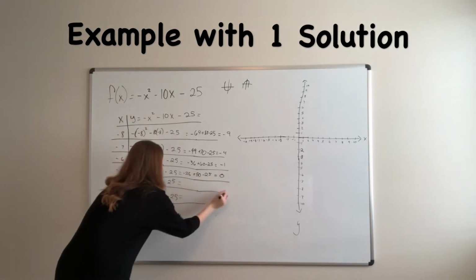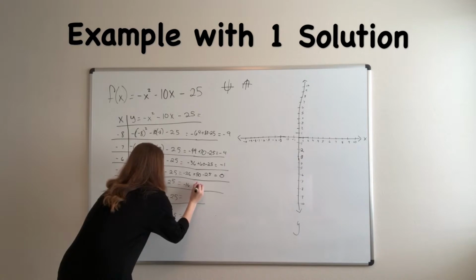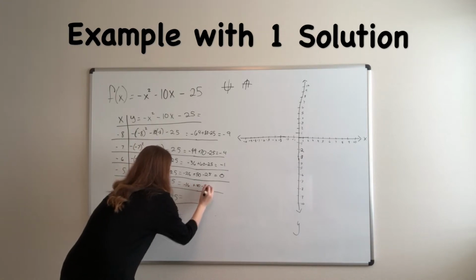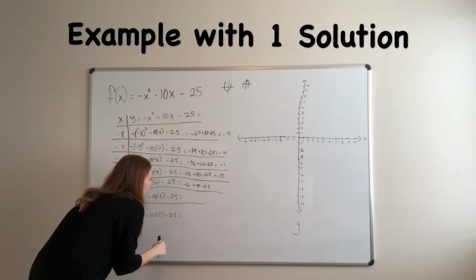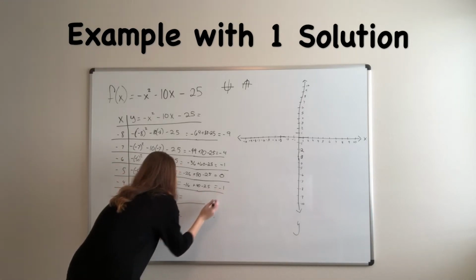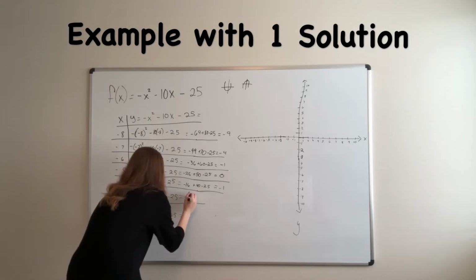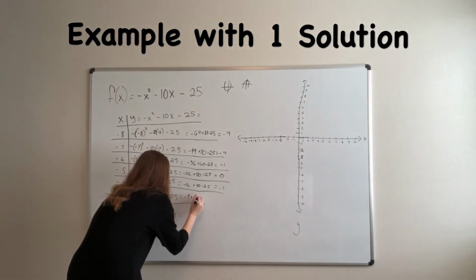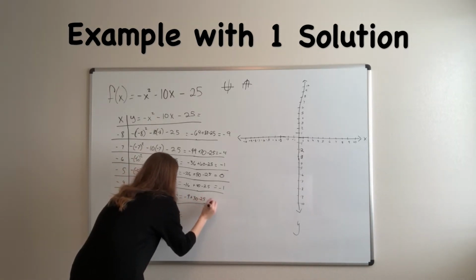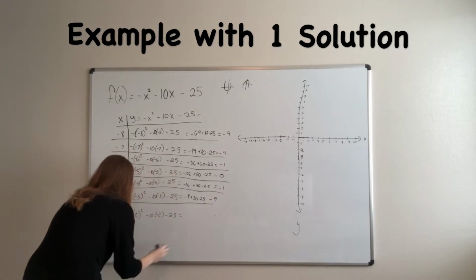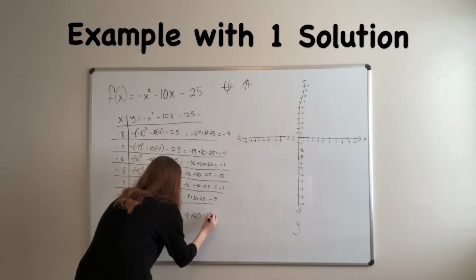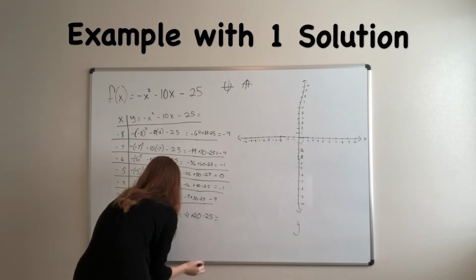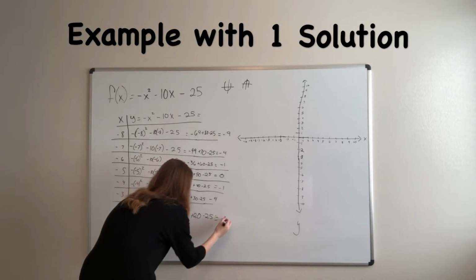It's going to be a -16 plus 40 minus 25. It's going to give you -1. This is going to be -9 plus 30 minus 25. That's going to give you -4. Okay. And lastly, we're going to have a -4 plus 20 minus 25. That's going to be giving you a -9.